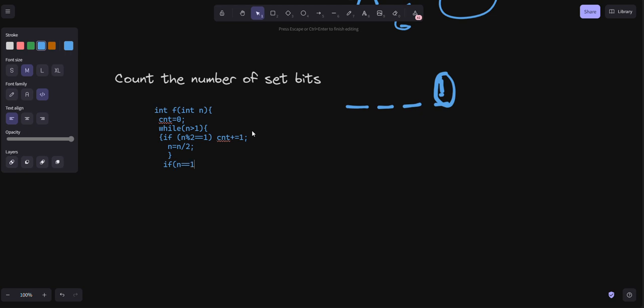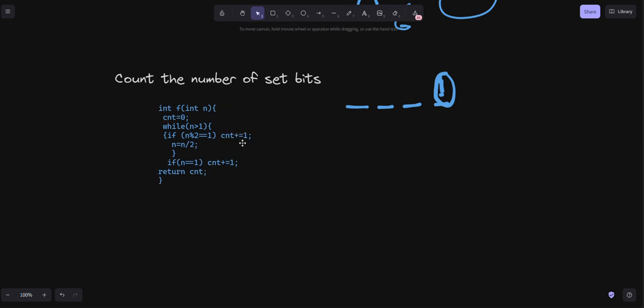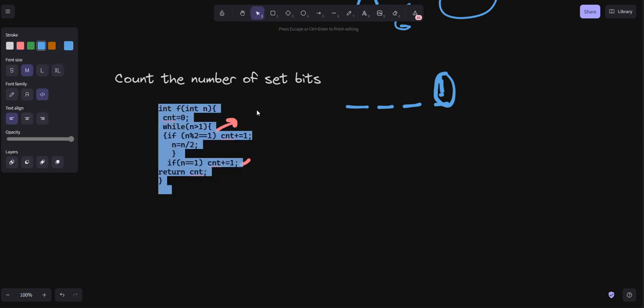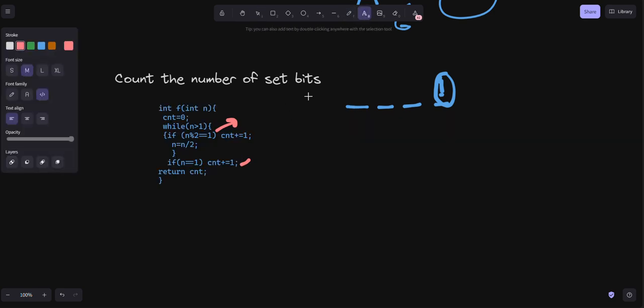And if n is equal to 1, then also count plus 1 is equal to 1. That is also one case. After that, just return the count, and you're done. This is the simple code for counting the number of set bits. Basically, if the number is odd, you are increasing the count variable.